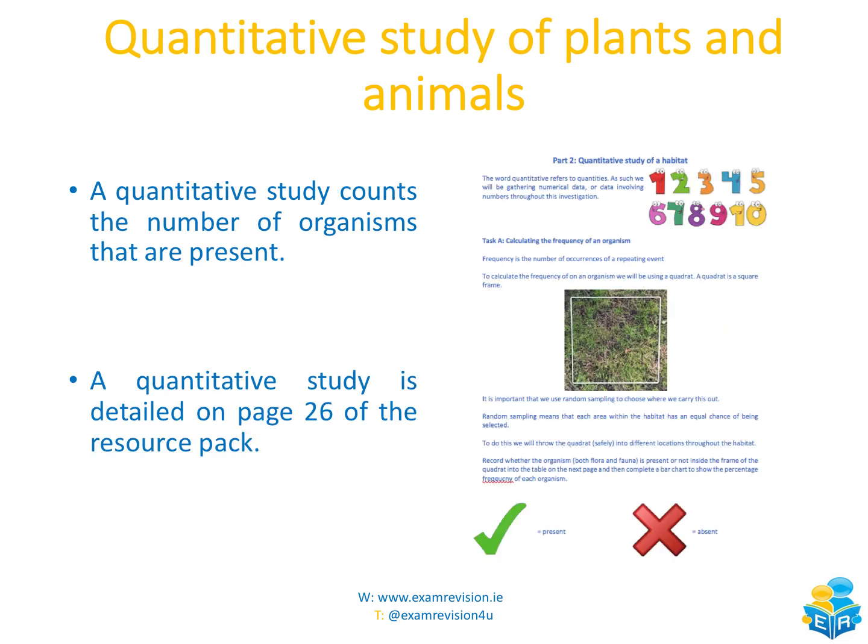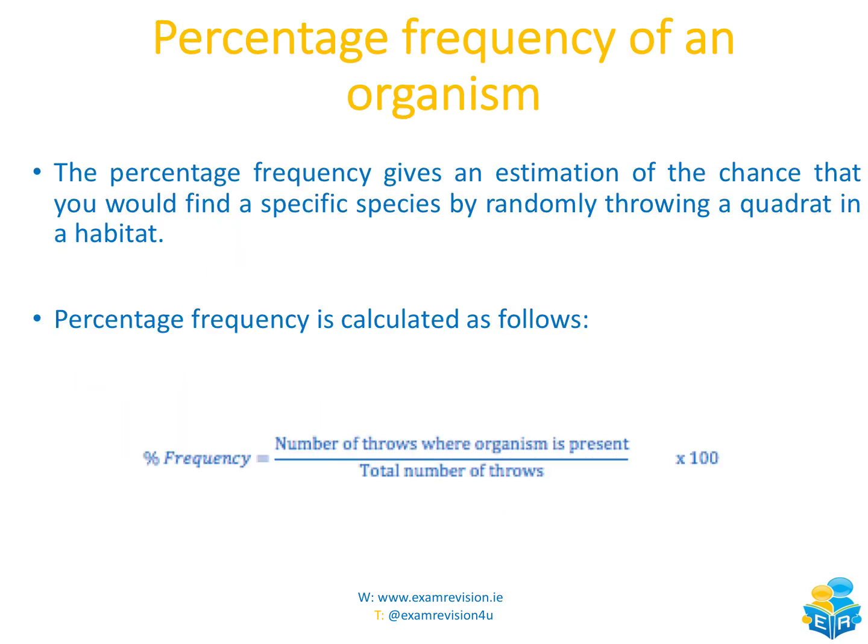A quantitative study then of plants and animals, this is where you actually do count them. So a quantitative study counts the number of organisms that are present. So you're saying, okay, there's an 80% chance that I'm going to get one on my next throw. There was 9 out of 10 throws a dandelion was there. So we're counting and we're performing calculations using numbers. It's not enough just to say yes or no. We have to use numbers in this case.